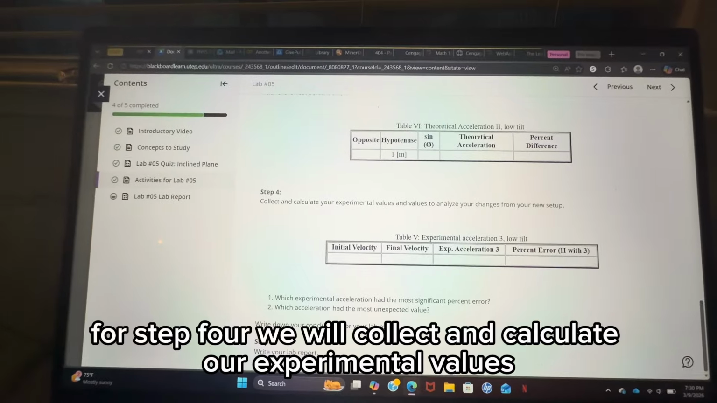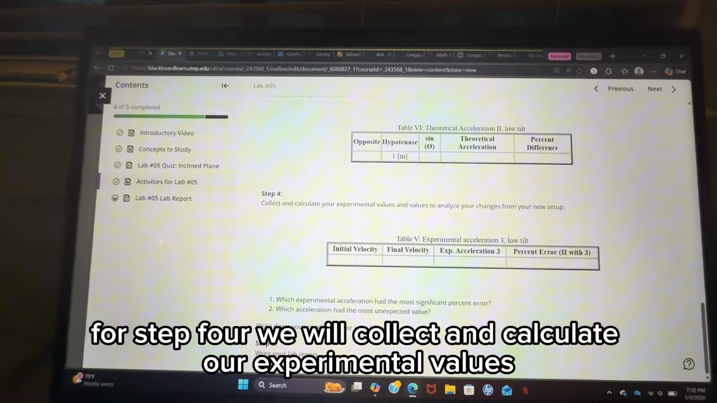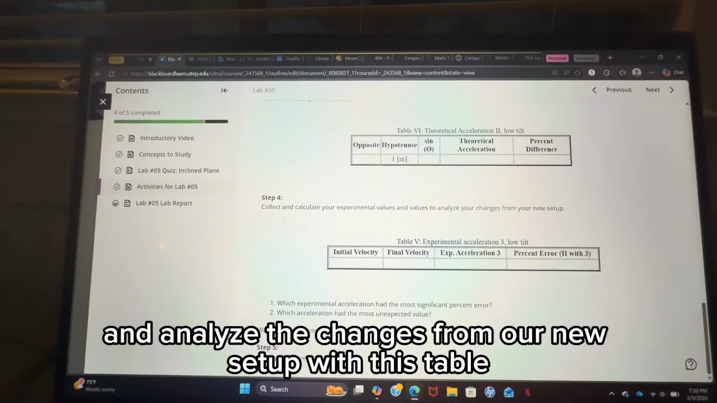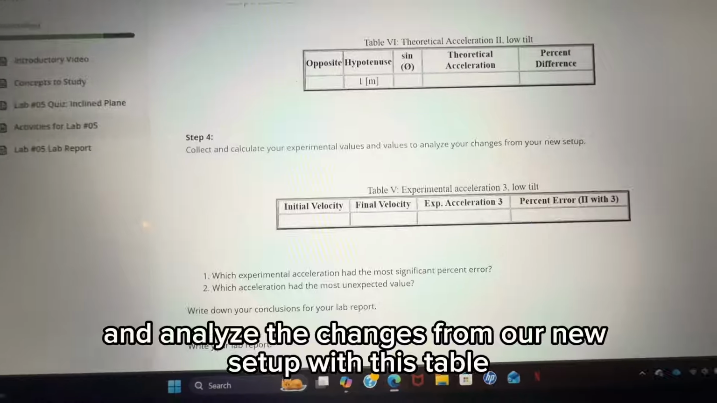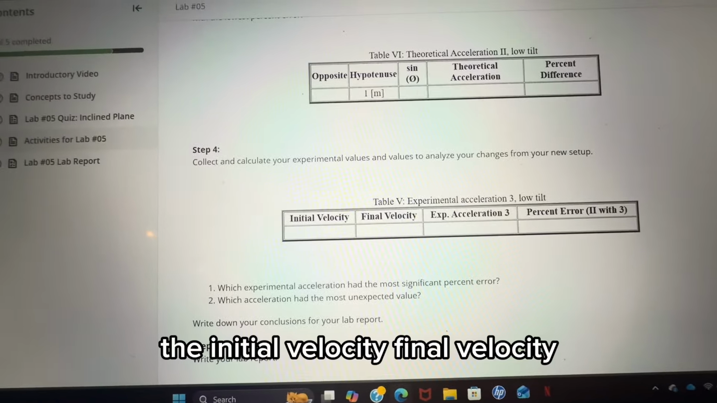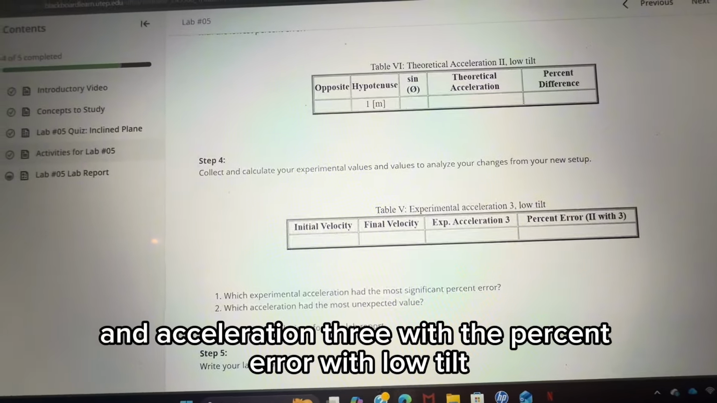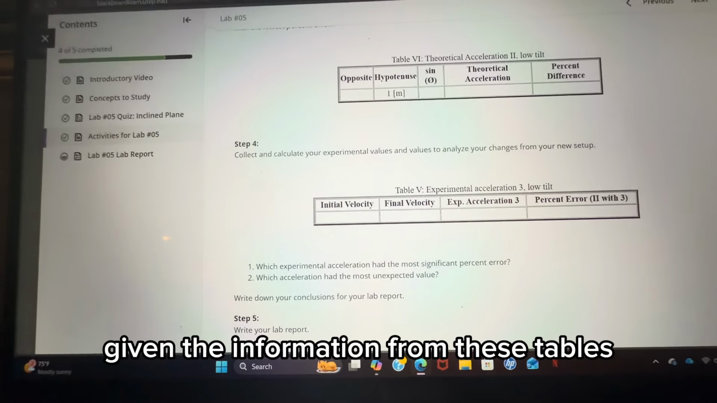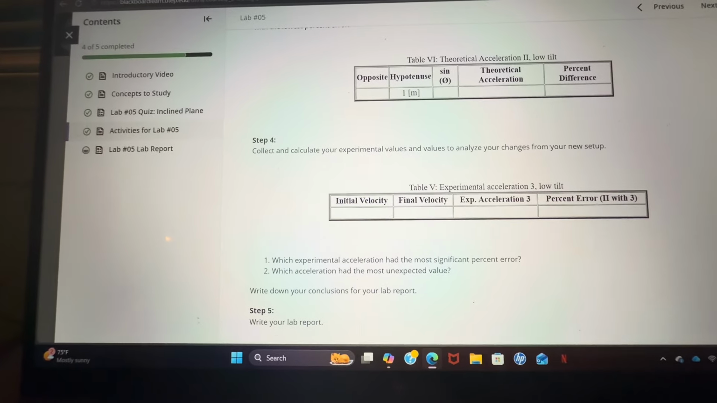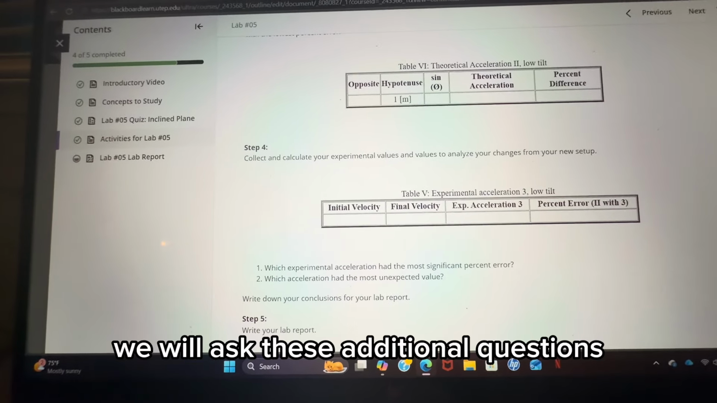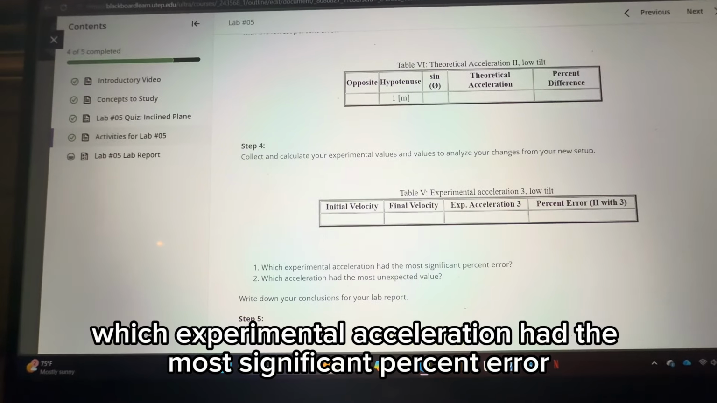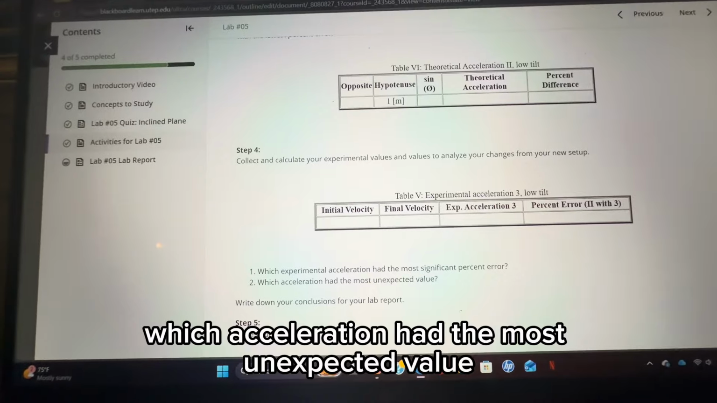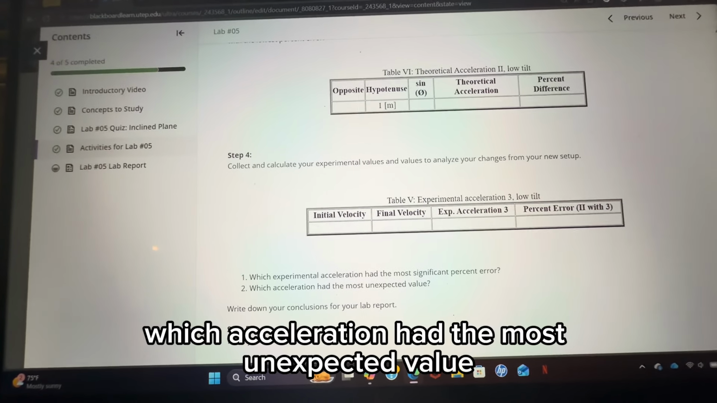For step 4, we will collect and calculate our experimental values and analyze the changes from our new setup. With this table, the initial velocity, final velocity, and acceleration 3 with the percent error with low tilt. Given the information from these tables, we will ask these additional questions. Which experimental acceleration had the most significant percent error? Which acceleration had the most unexpected value?